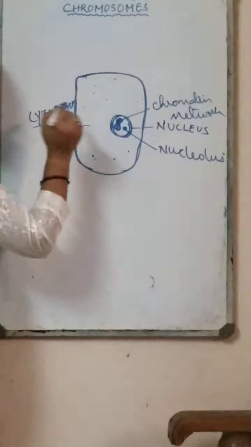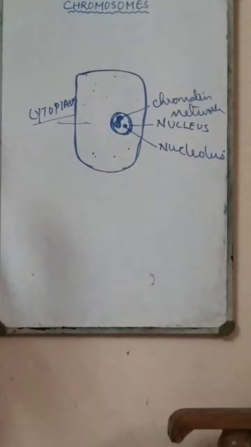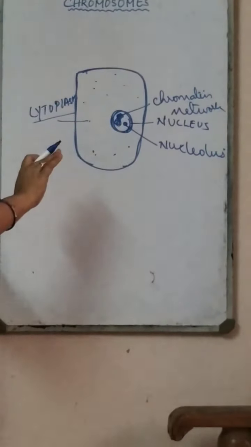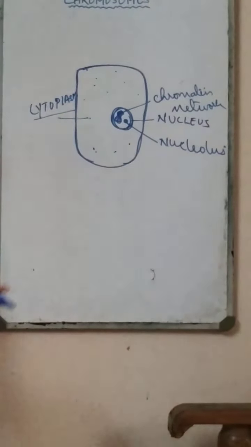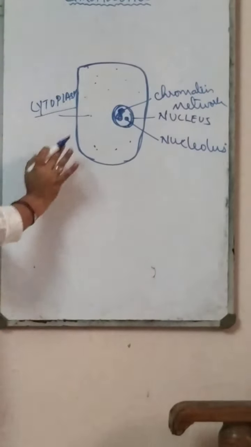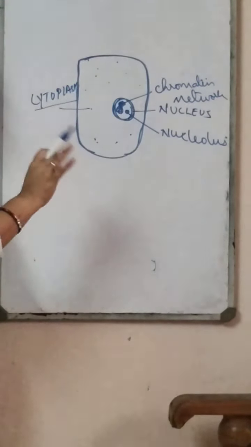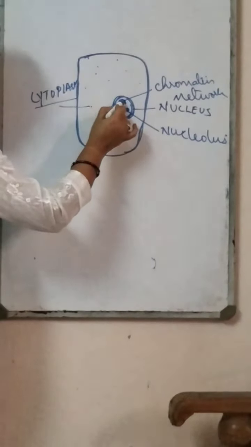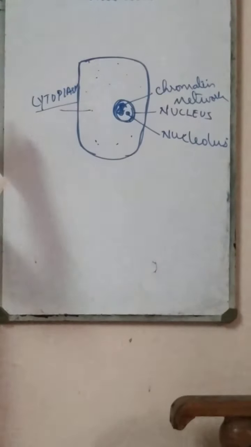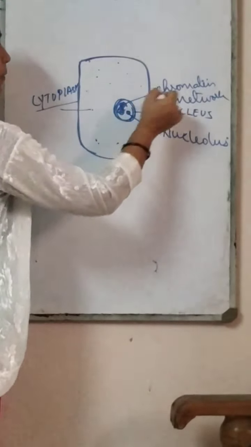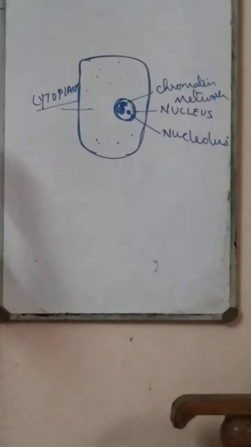So chromosomes are not clearly visible inside the nucleus unless the cell is ready to divide. When we see a normal cell, it will have this structure, but you can't see the chromosomes in detail. Why? Because the cell is not ready to divide. So what you can see is a network of structures, a group of thread-like structures called the chromatin network, which will convert into chromosomes when the cell is ready to divide, or when the cell is at the stage of division.